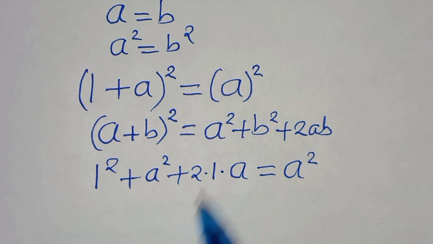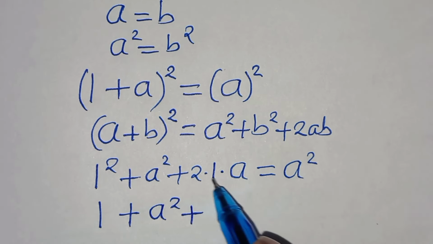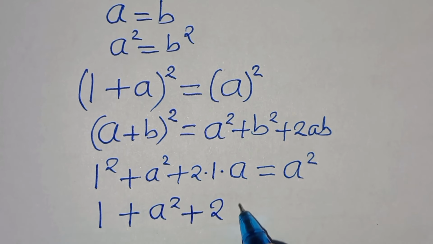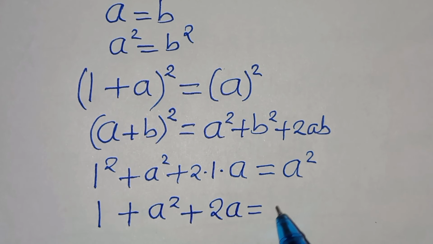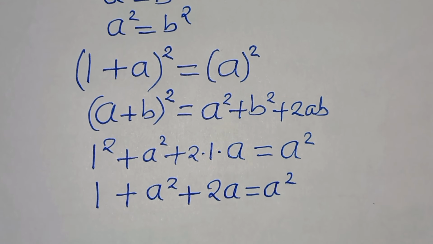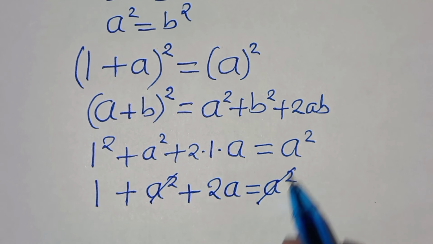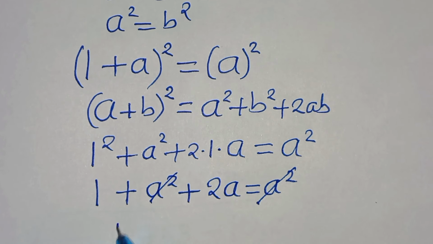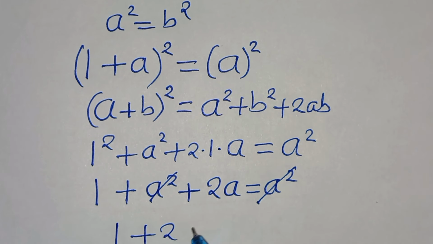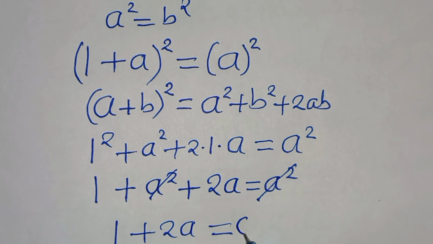So this implies that here 1 squared, this is 1, plus a squared, then plus 2 times 1 times a, this is 2a, and this is equal to a to the power of 2. We have a to the power of 2 here and a to the power of 2 here. So this simplifies so that we have 1 plus 2a, this is equal to 0.